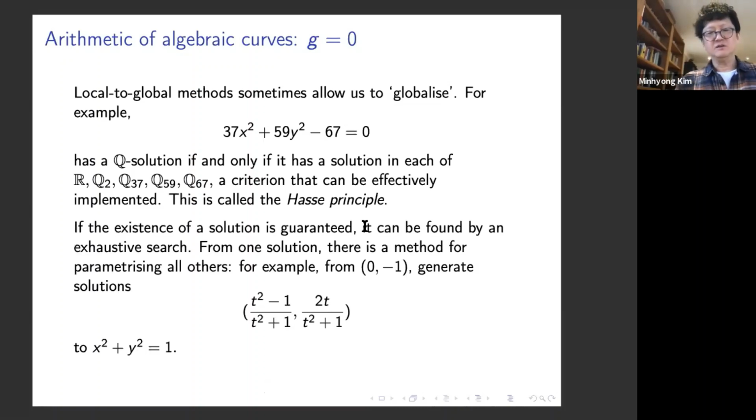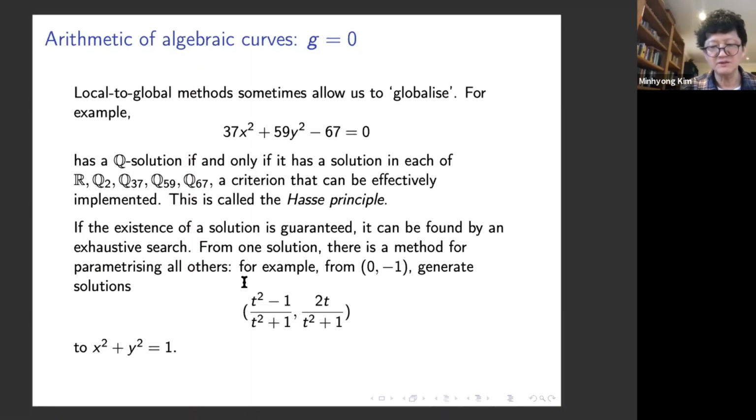Now, also, I'll remind you that if the solution is guaranteed, then you can certainly find it deterministically. Somebody tells you it's definitely there, then you keep searching. For example, by listing possible rational solutions in order of size of denominators and numerators, and you keep searching and you find it. And once you've found it, then you can find all the other rational solutions using a parametrization method.